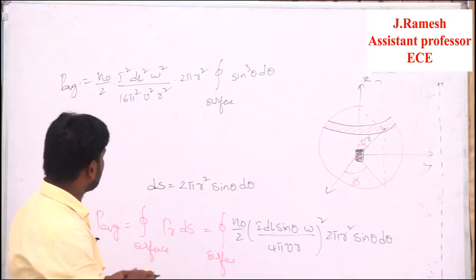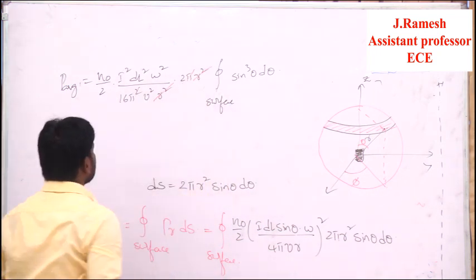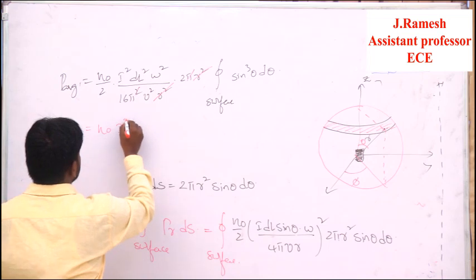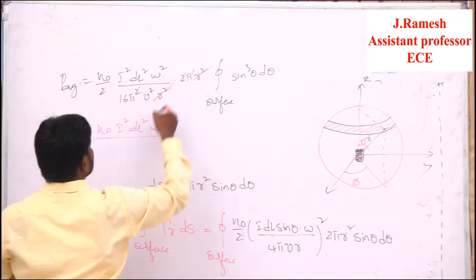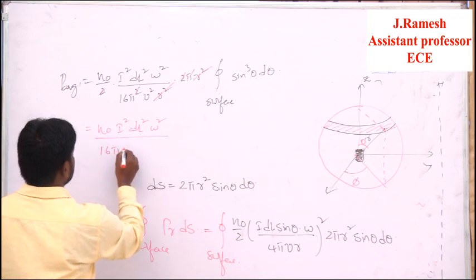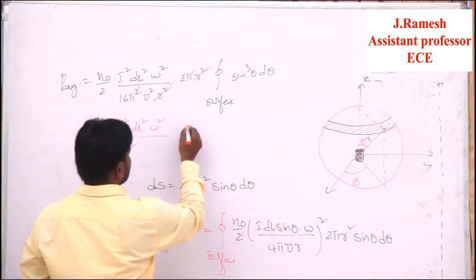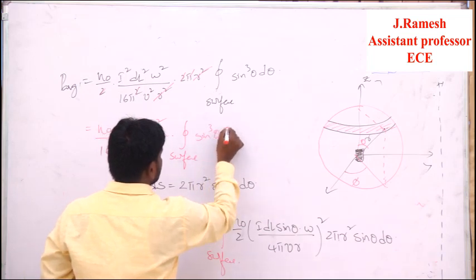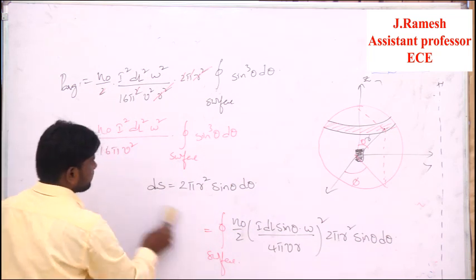Now if you observe, this is also r square, this is also r square, so the r squares get cancelled. What is the remaining term here? Eta naught and I square dl square omega square, and 2 and 2 get cancelled. Now what do I have remaining? 16 pi into v square. So this is what I have so far, with the surface integral of sin cube theta d theta. So this is what we got from the P average simplification.